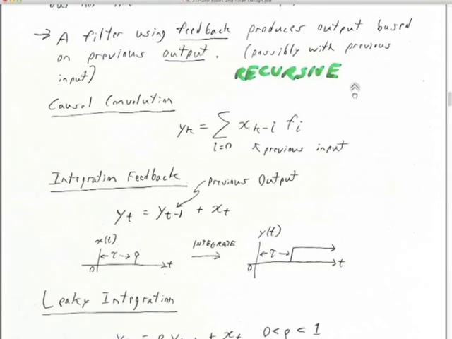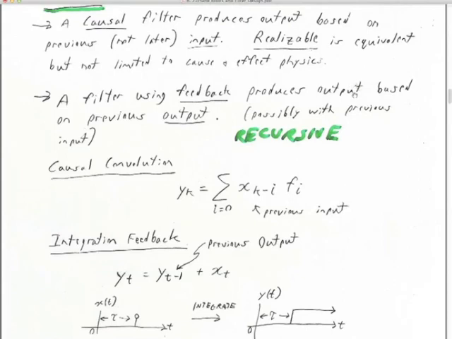A filter using feedback, a subtle difference here, produces output based on previous output. If you've taken any electronics and built an active filter, an active filter uses feedback. That's an analog circuit. An active filter uses feedback to produce output based on previous input and previous output. It has a way of saving its previous output, but it's still causal, and it's still realizable. That's why you can build an active filter. I think it takes a couple capacitors, a few resistors, and one transistor for a simple active filter.